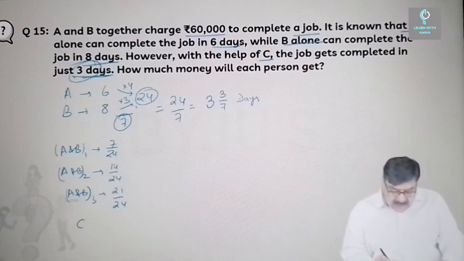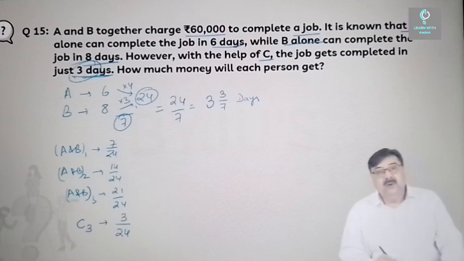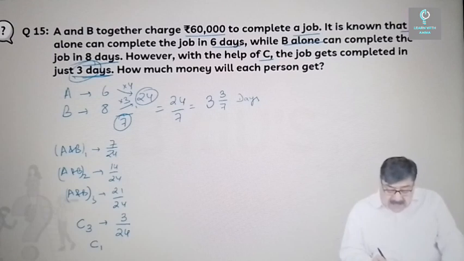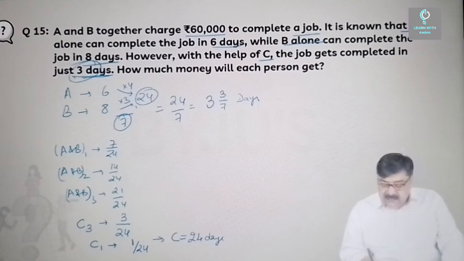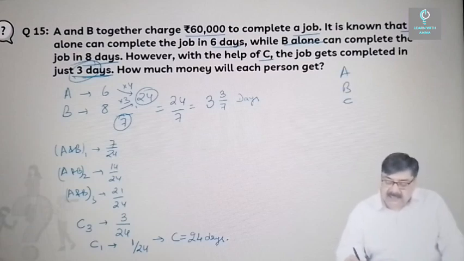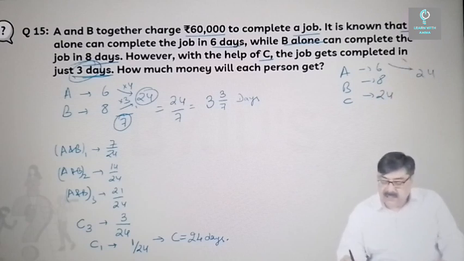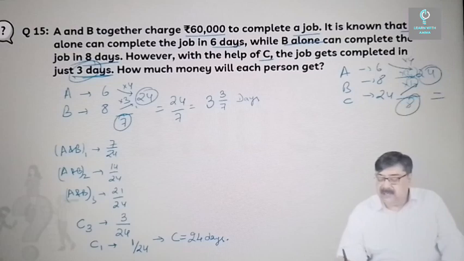Now that means C's 3 days contribution is 3 by 24. That means C's 1 day contribution is 1 by 24. Which means that C alone can complete this work in 24 days. Also, if you see A, B and C, 6, 8 and 24, and your LCM is 24, this is into 4, into 3, into 1, 4 plus 3 plus 1 is 8, 24 divided by 8 is 3.